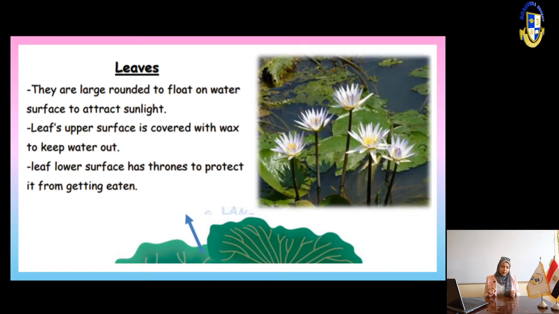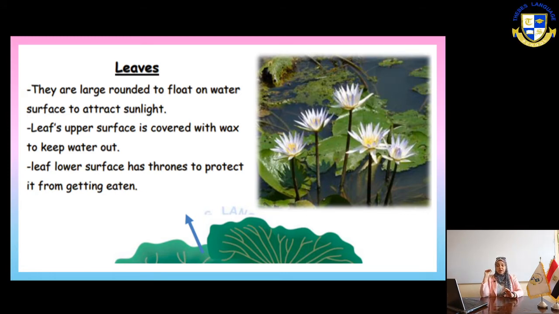Let's talk about this part. As we said, this green part is the leaf. Okay? It's covered with wax. Why? To keep the water from going out. So it can keep the water for a long time inside of it. Because if there is no wax, the water will evaporate. This plant will lose water very fast. So we need to keep it. So there is wax on the leaves.